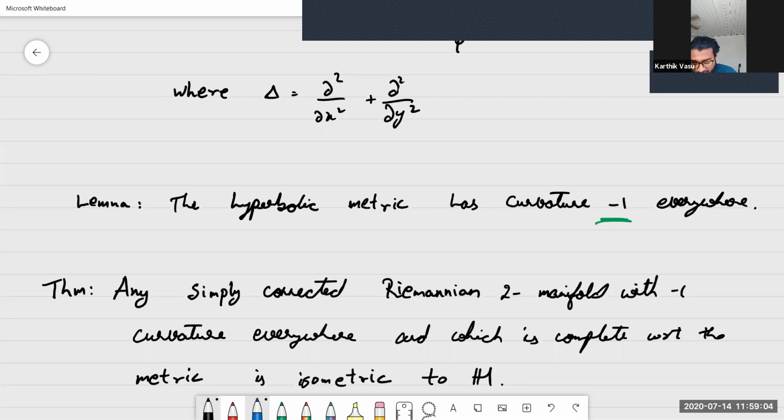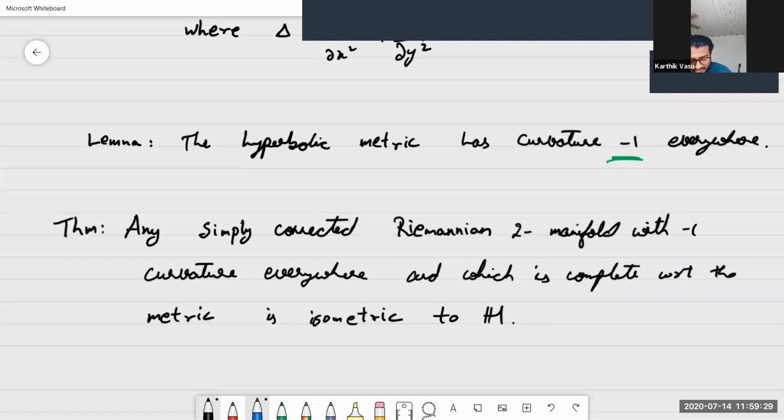So basically, if you have any two-manifold with a Riemannian metric, that Riemannian metric will have curvature at every point, and I will say let the curvature be -1, and I will also ask that the manifold be simply connected and the metric be complete. If you have all these properties, then your space will be isometric to the upper half space. So basically this -1 curvature is a defining property here.